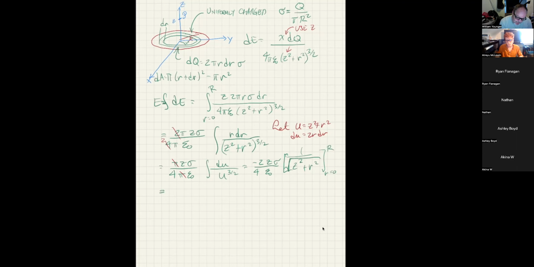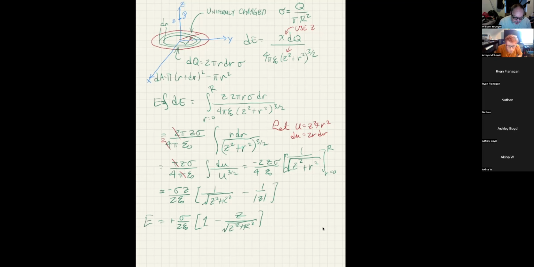This gives me negative sigma z over 2 epsilon naught. Now, when I evaluate at R, I get 1 over the square root of z squared plus R squared, minus, when I evaluate at r equals 0, I get basically 1 over the absolute value of z. So I'm going to flip the order of that, and I'm also going to distribute the z through. I'm going to say now that I have positive sigma over 2 epsilon naught times 1 minus z over the square root of z squared plus R squared. And that is my actual electric field.